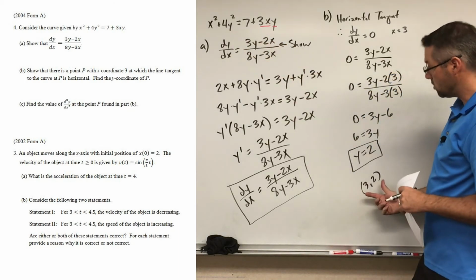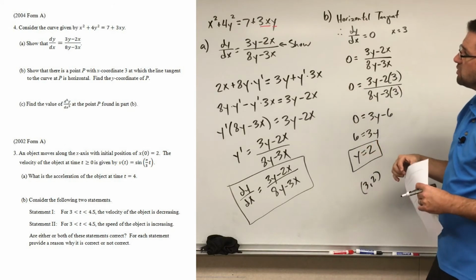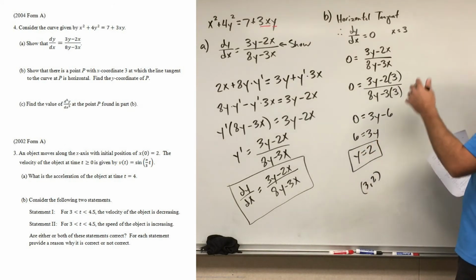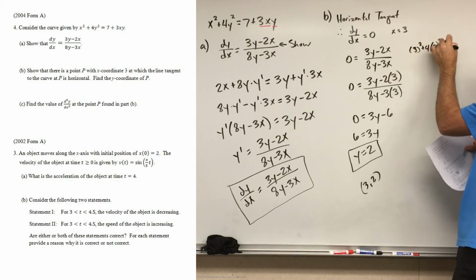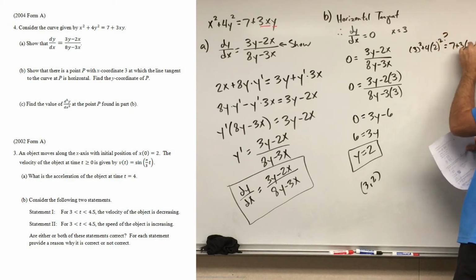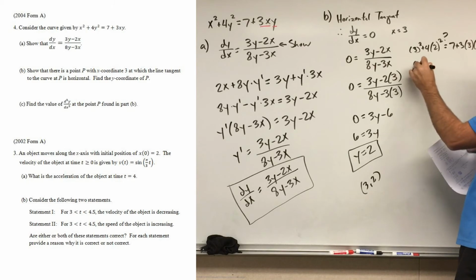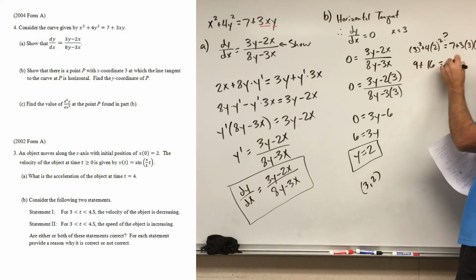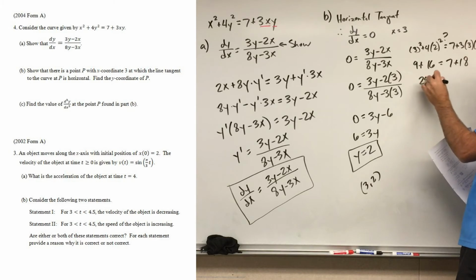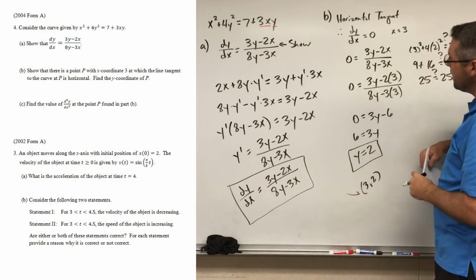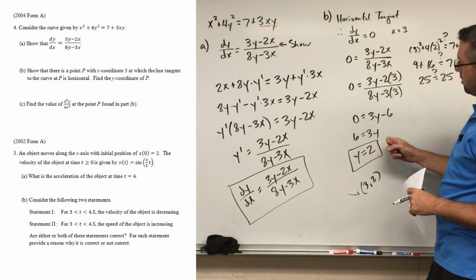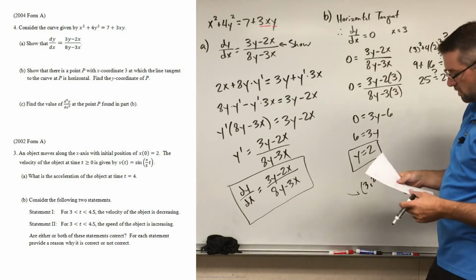And so what we'll do is plug in the x and y values to make sure that makes sense. So we would end up with 3 squared plus 4 times 2 squared, and we're checking to see if that's equal to 7 plus 3 times 3 times 2. And so we end up with 9 plus 16 equals 7 plus 18, and in fact 25 does equal 25, and therefore we know that the coordinate 3, 2 is on that curve, and when x equals 3 and y equals 2, we have a horizontal tangent line, a slope of 0.